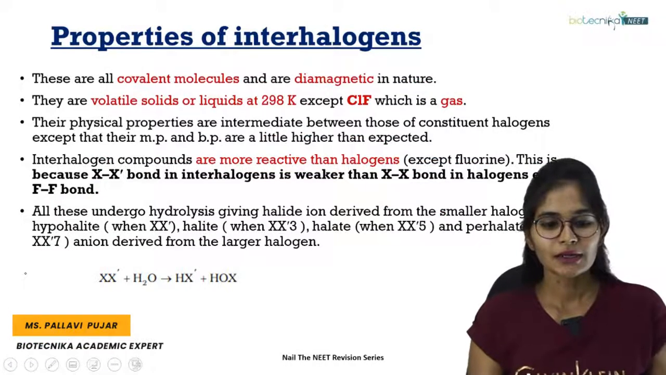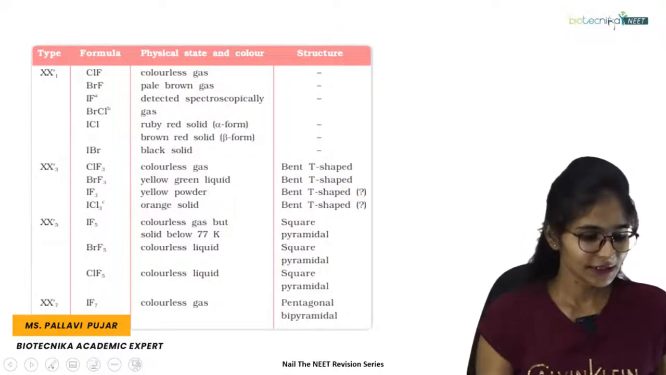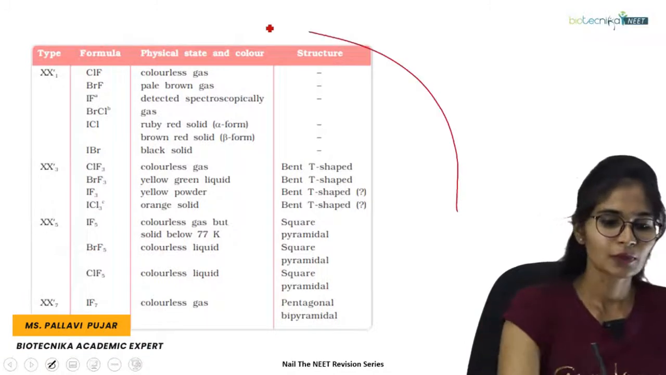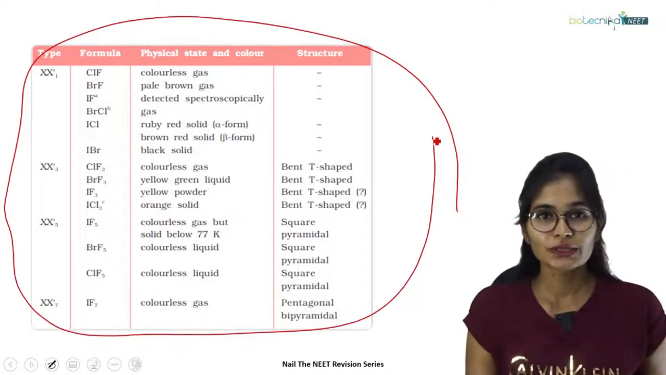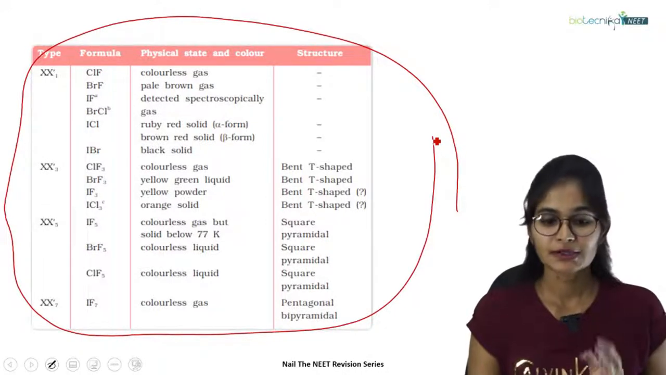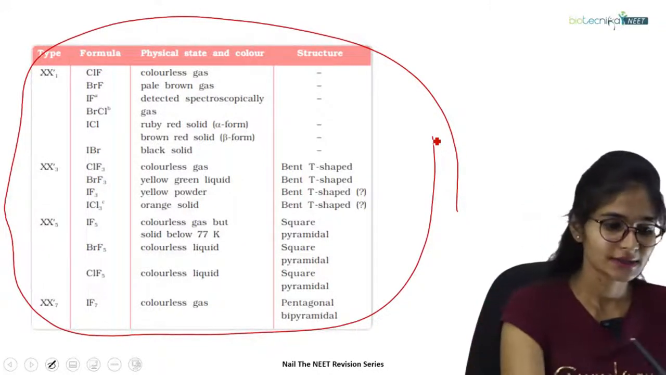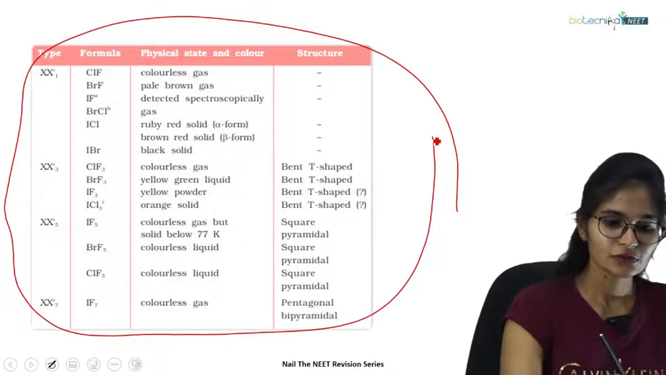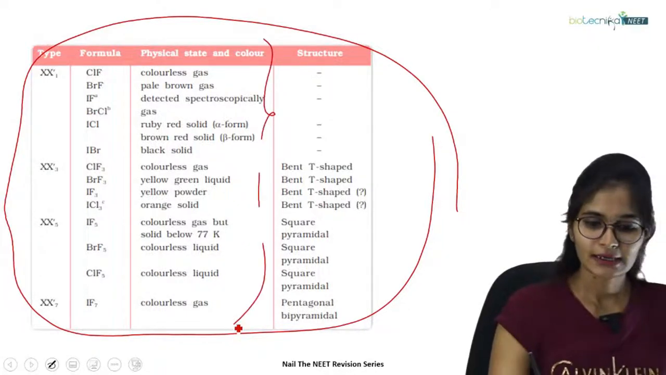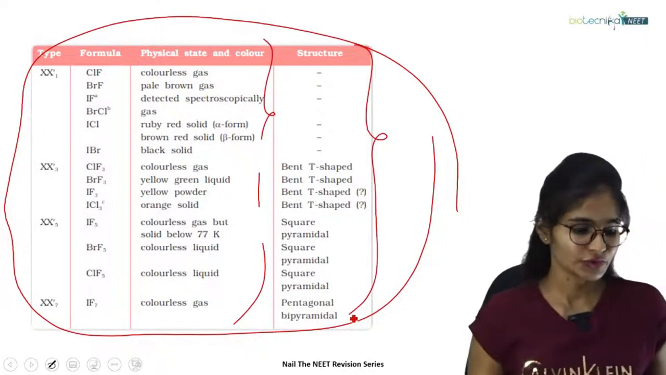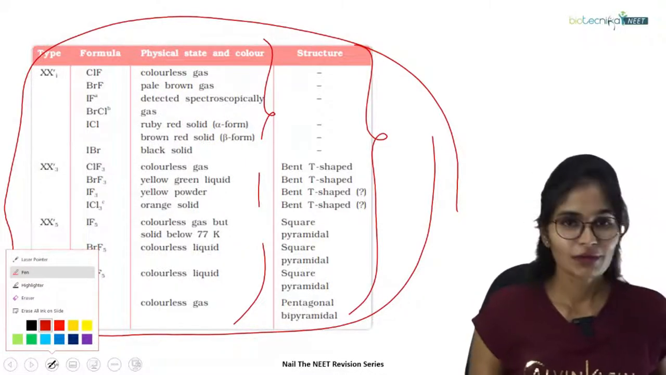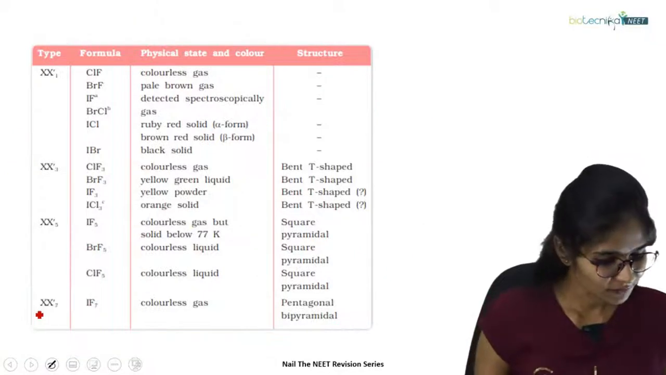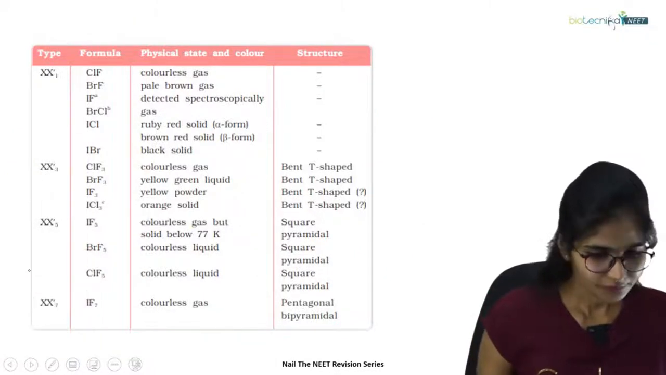Apart from that, in a single table I have mentioned all types of their physical state and color, and you can go through it where the structure is also mentioned. This is from the NCERT, where you can see XX', their formula, their physical state, their color and their structures. So just go through this table, and if you have any doubt, just ping me so that I can clear it.